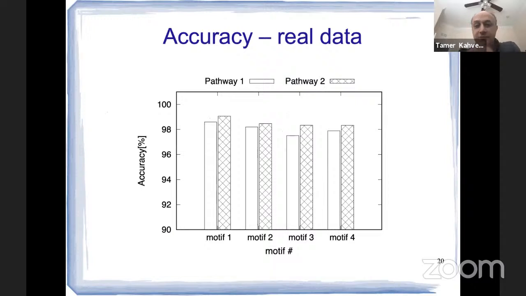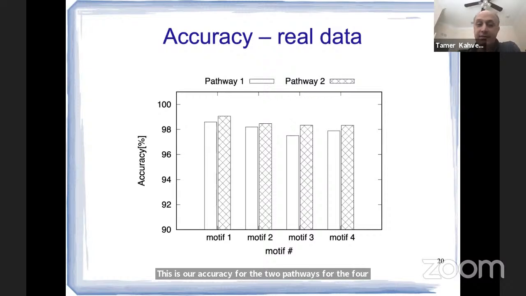This is our accuracy for the two pathways for the four different motifs on the real data. Again, the results that we are observing are better than what we were observing for the synthetic data. Our accuracy at best is somewhere between 97, 98% accuracy and around 99% accuracy.